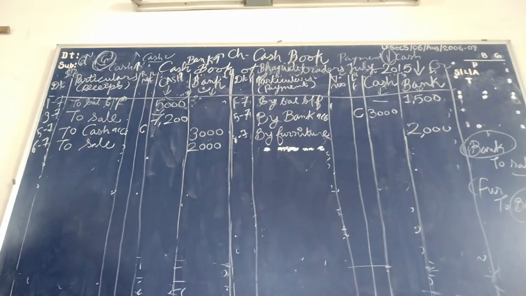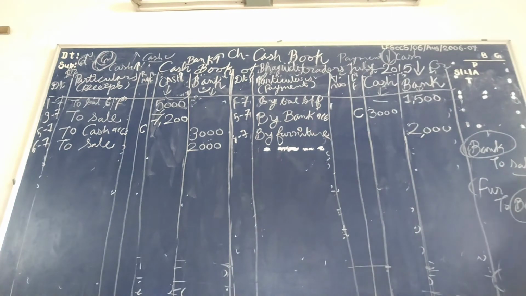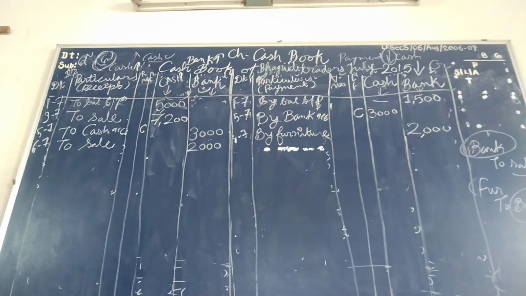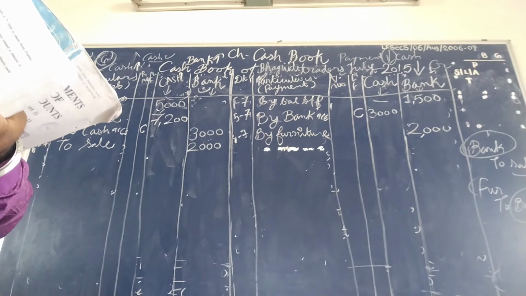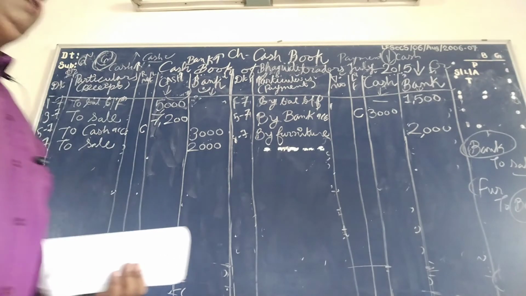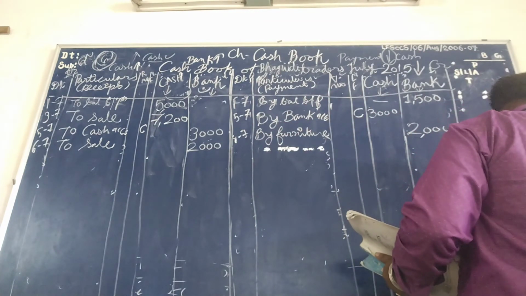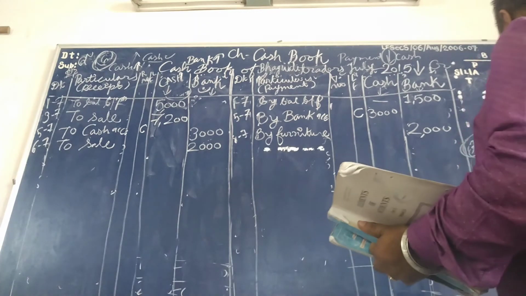Now the 9th one, check of 3,000 received from Bhargavi. We received the 3,000 rupees check from Bhargavi, which is endorsed in favor of Parth. Now understand this transaction. We received a check from Bhargavi, which means Bhargavi was our debtor and she gives us a 3,000 check. So Bhargavi was our debtor and we received 3,000 from her.